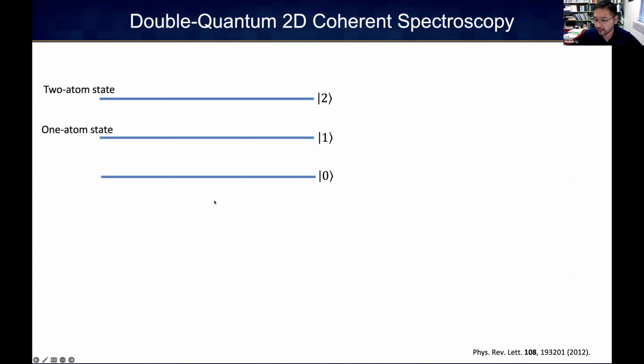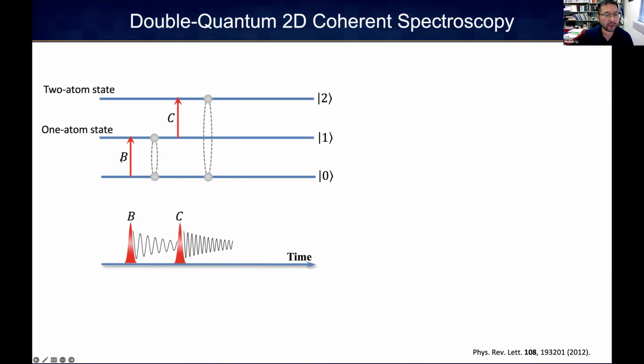Now, in order to look at the two-atom states, we need to do a slightly different experiment. So the experiment, the 2D spectroscopy experiment we do here is based on this 3-level model system, where you have a ground state 0, singly excited state 1, and then doubly excited state 2. And then we're going to use a pulse sequence to do the so-called double quantum excitation, where the first two pulses excite a quantum coherence between the ground state 0 and the doubly excited state 2.